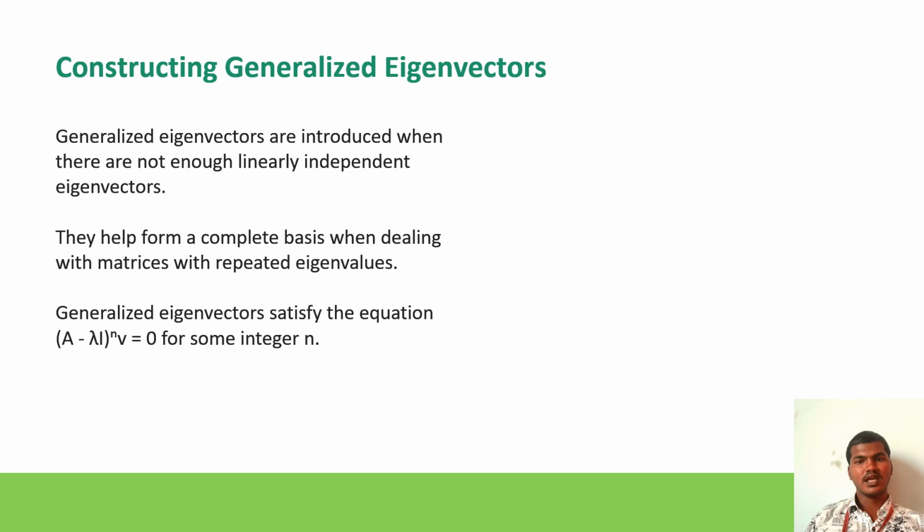Constructing generalized eigenvectors. Generalized eigenvectors are introduced when there are not enough linearly independent eigenvectors. They help form a complete basis when dealing with matrices with repeated eigenvalues. Generalized eigenvectors satisfy the equation (A minus lambda I) to the power n times v equals 0 for some integer n.